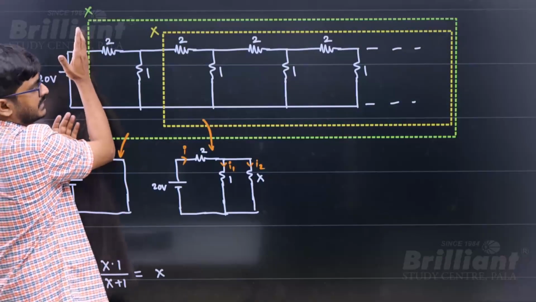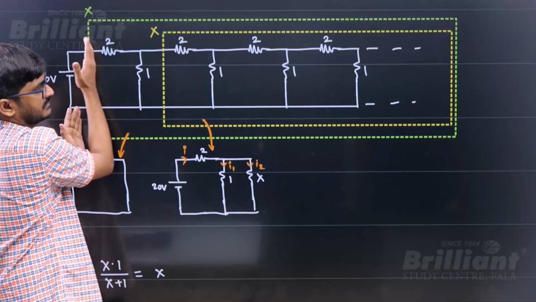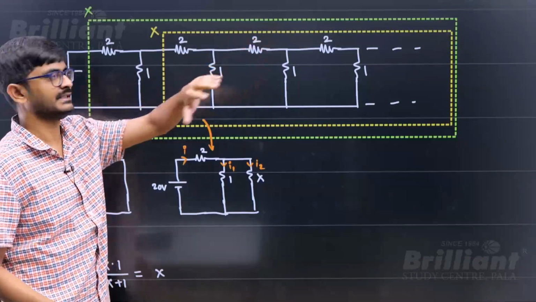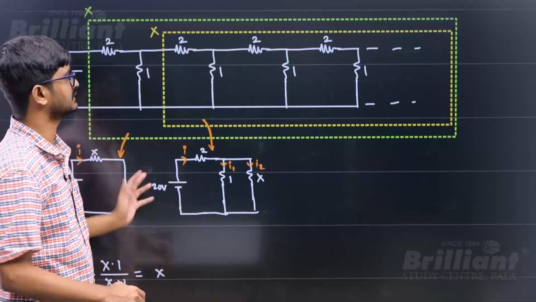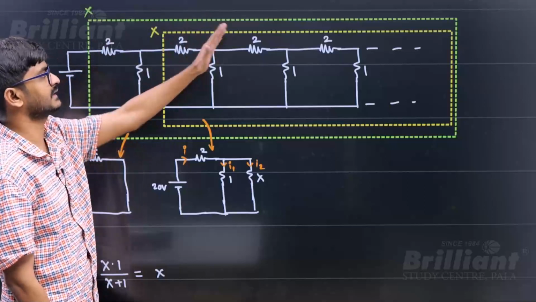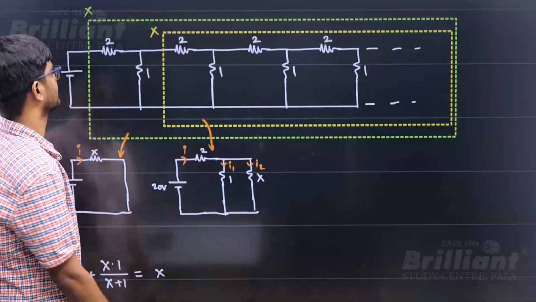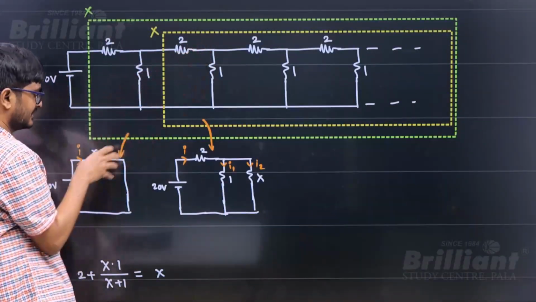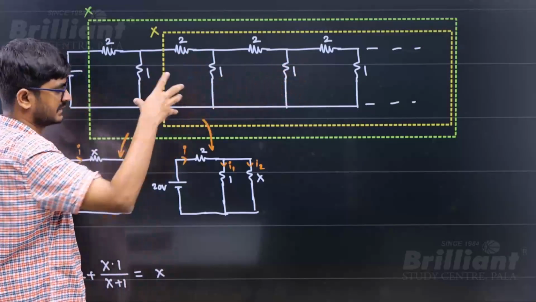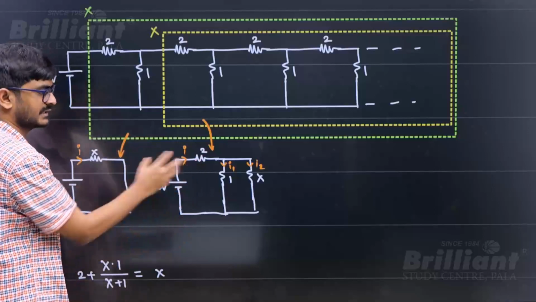If we assume that the equivalent resistance is X, from here to infinity, then from here to infinity also it is X only, because the structure is going to look the same, right? So if I replace this entire green colored part with a single resistance, I'll get this figure. If I replace this entire yellow part with a single resistance, I'll get this figure. But I know these two figures are the same figure.